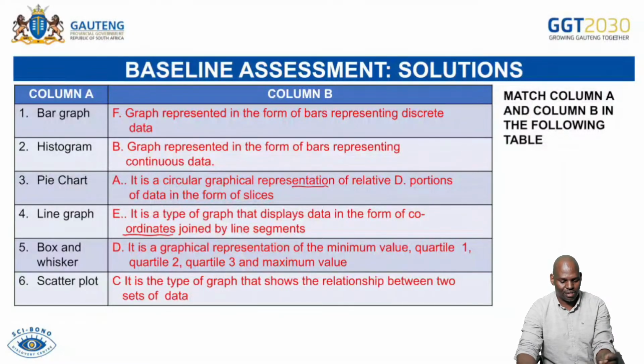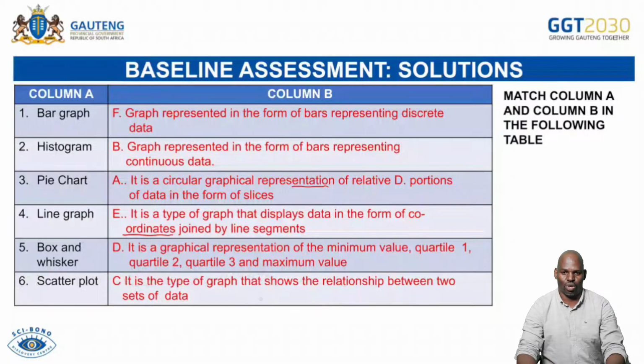joined by line segments. And then, of course, number 5, box and whisker. You were supposed to indicate letter D next to number 5, which is the explanation of box and whisker. It is a graphical representation of the minimum value, quartile 1, quartile 2, quartile 3, and maximum value. So number 5 goes with capital letter D. And then number 6 is a scatter plot, which goes with capital letter C.